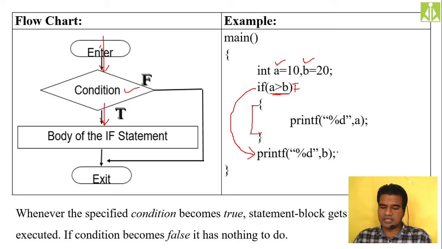So what is it doing? It is printing the value of B. So I will get the value of B on my output screen. That is, the value of B is 20. I will get 20 on my output screen.